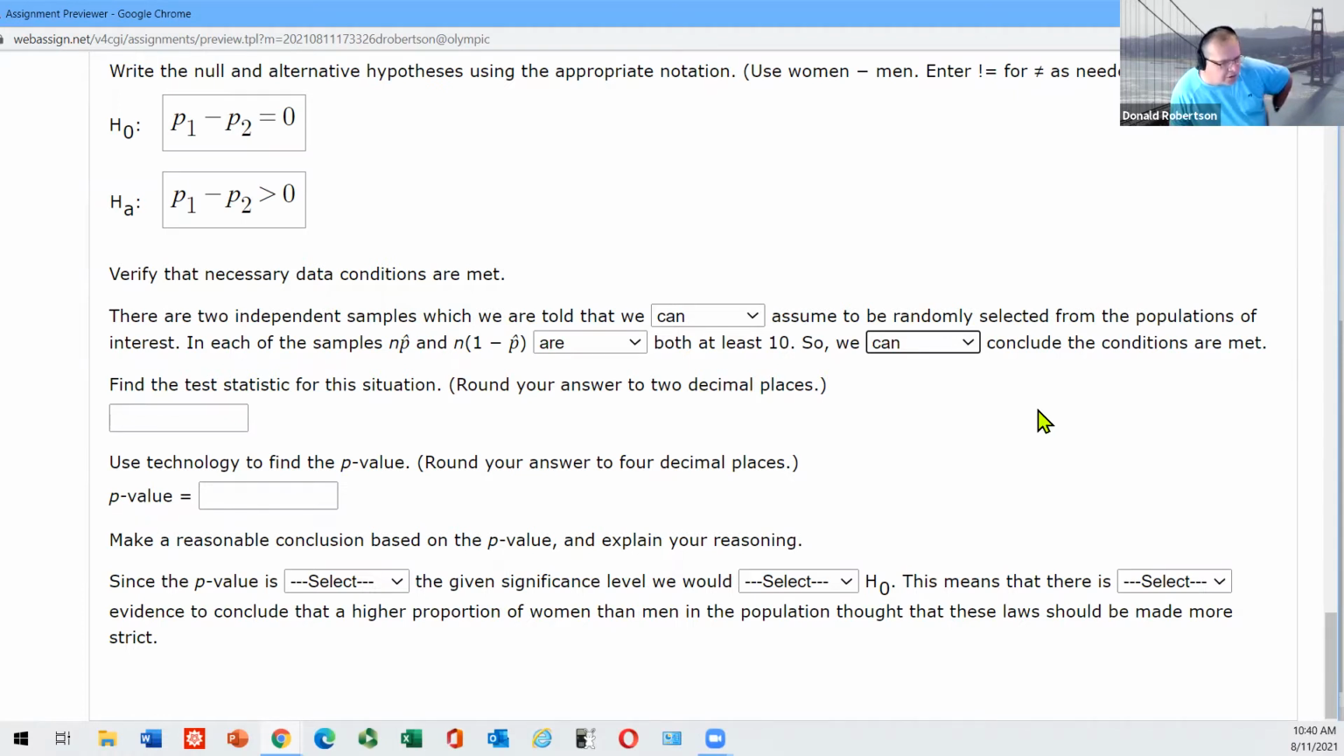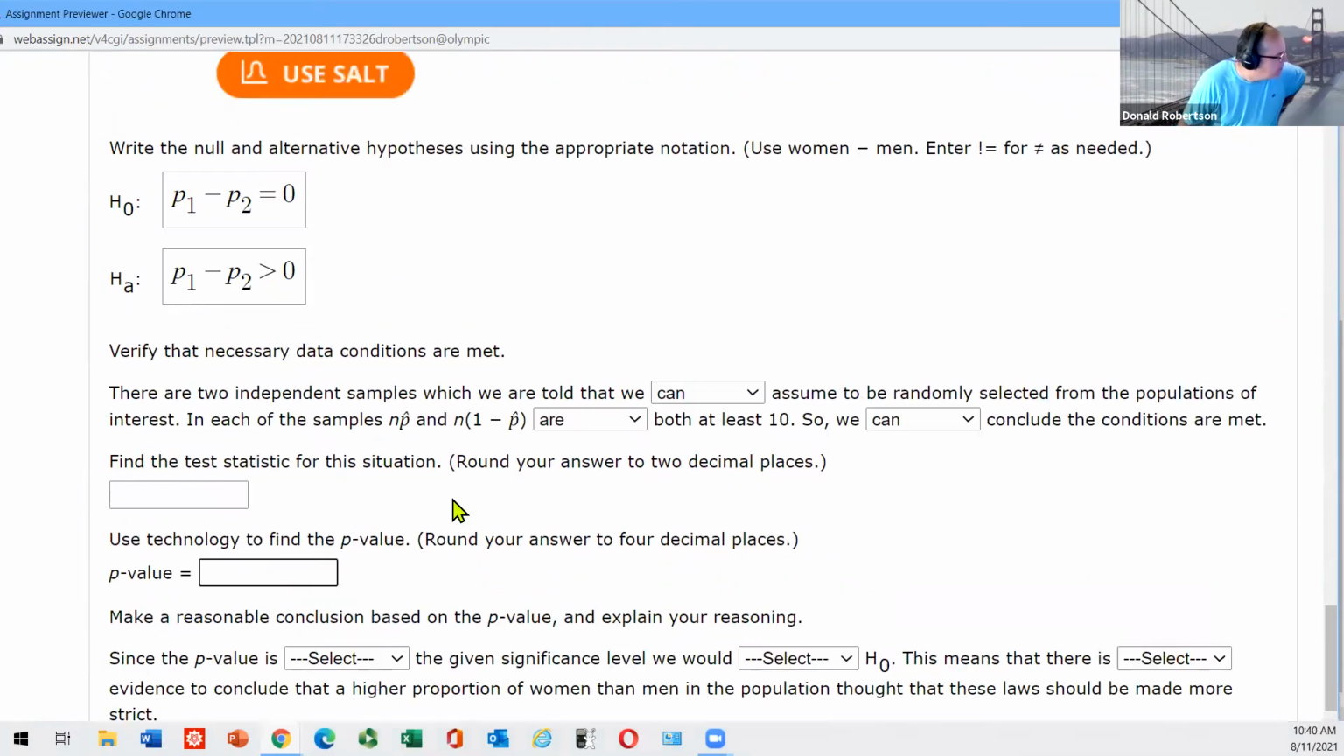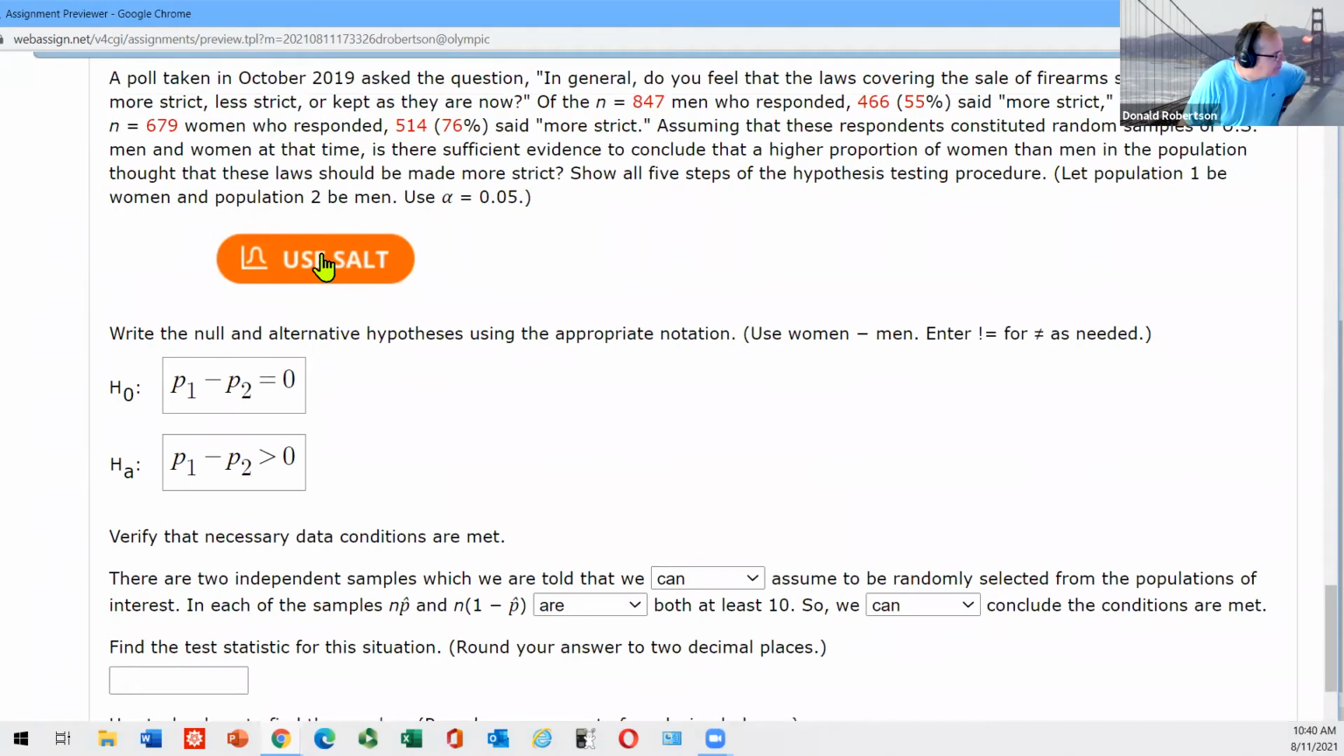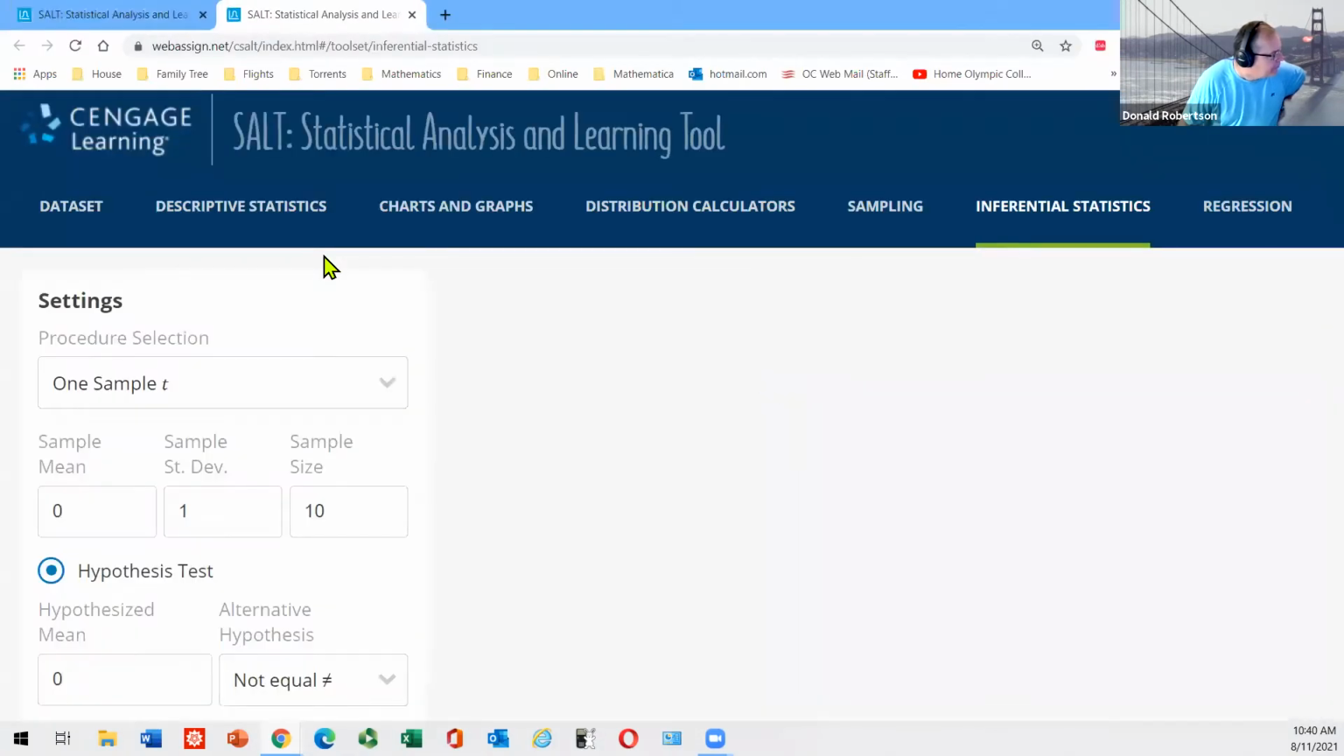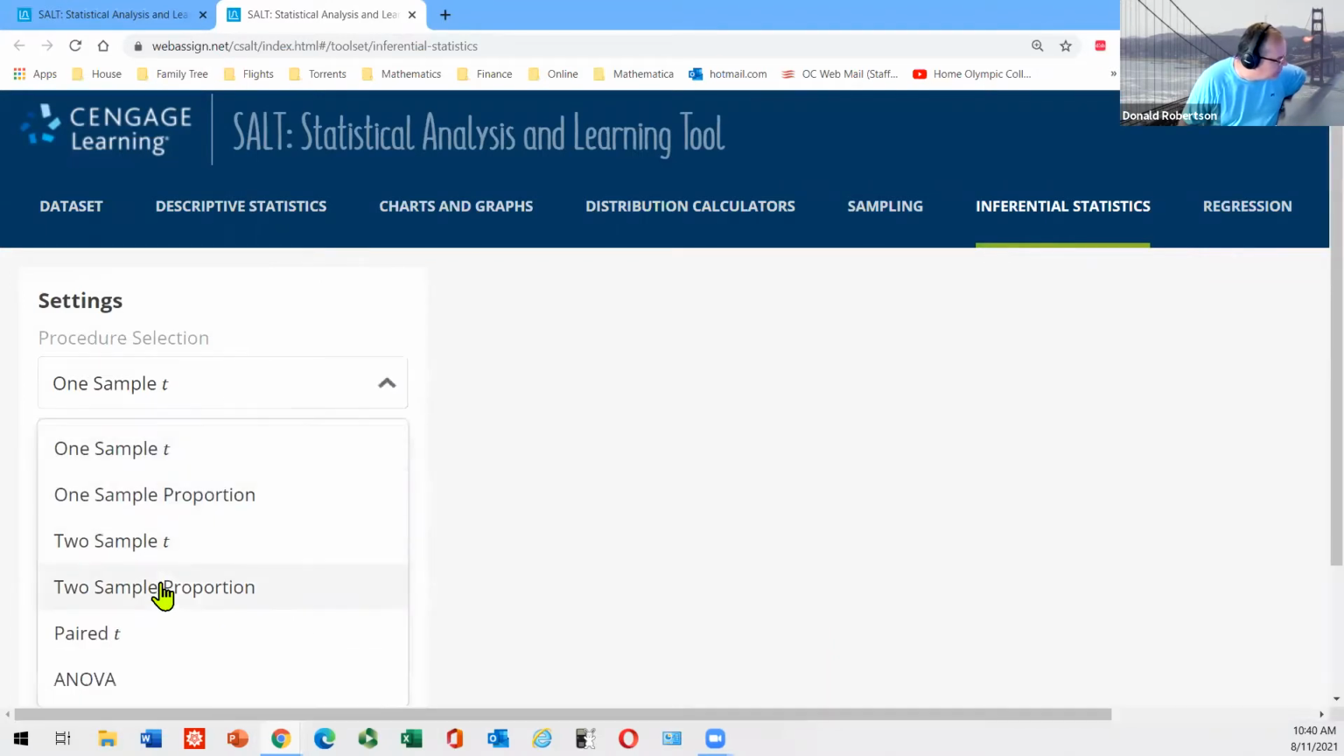Can you remember what I talked about when I say the 10 test? It's just a shortcut: np and n(1 minus p) have to be bigger than 10 for both samples. Right, now we're going to do the p-value. So I'm going to have to hit salt. Not good, but nonetheless, I can still do it.